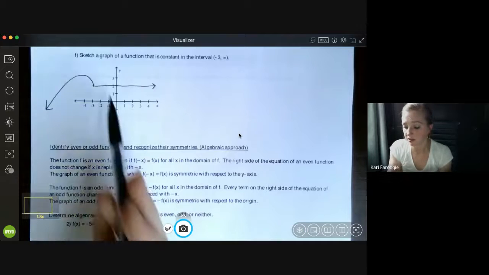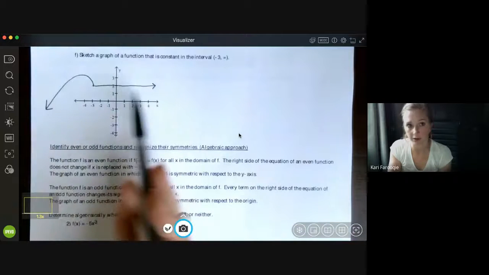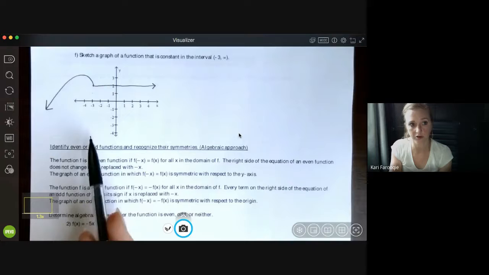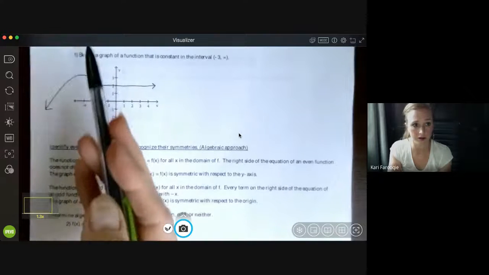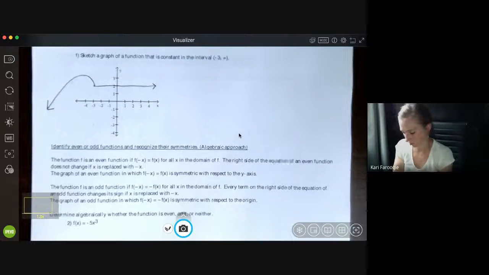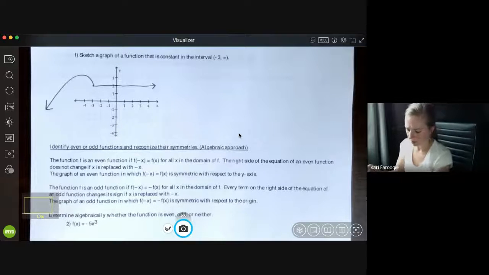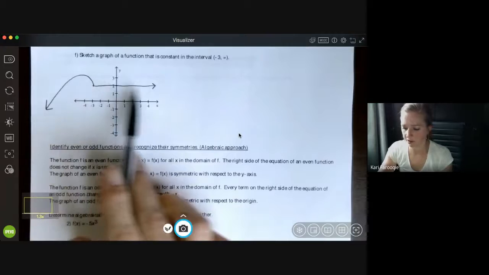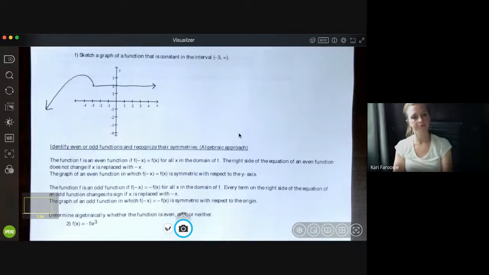And by the way, this did not have to sit at y equals 2. You could have put it down here. It could have been way up there. It could have been somewhere that's not even on your grid, although that would have been hard to graph out. I just put mine here because I thought it was the most logical place to put it.